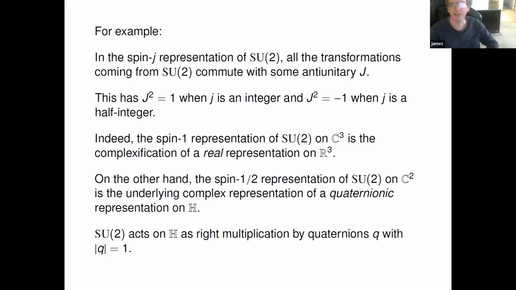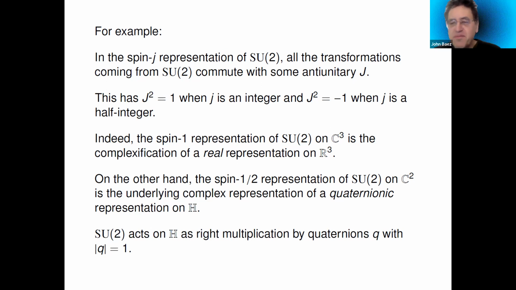Sorry, there sounded like there was some SO4 thing going on there or something like that. Yeah, it's true. There's SU2 times SU2 acting on the quaternions. Again, I should know this, but I haven't thought about it in a while, so I'm just asking.